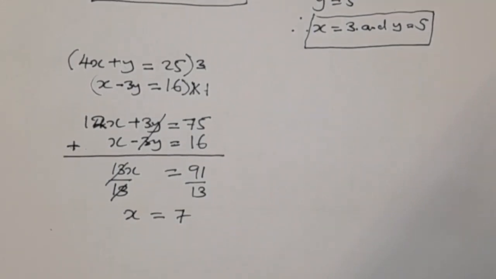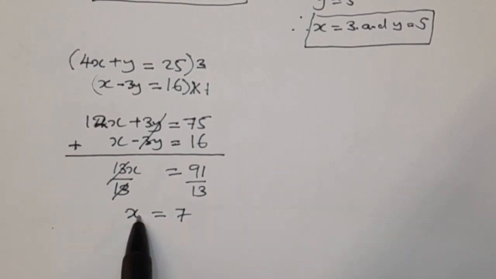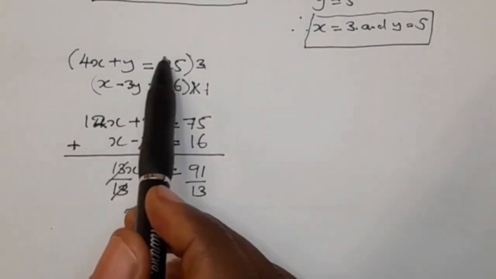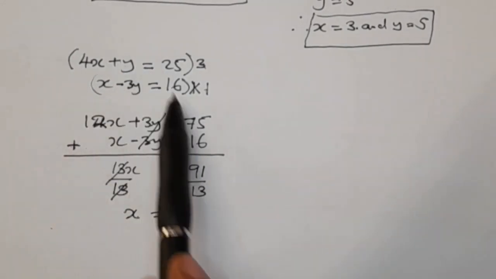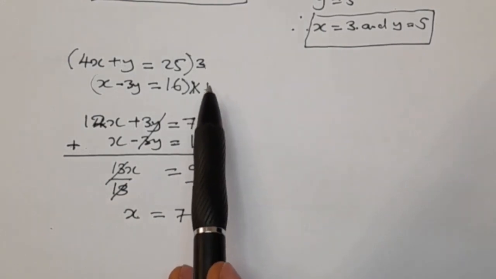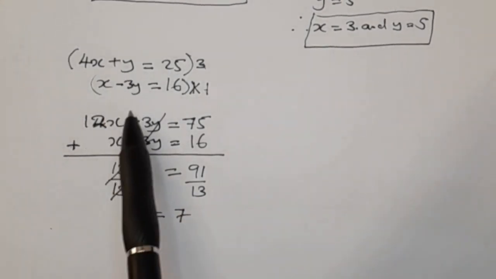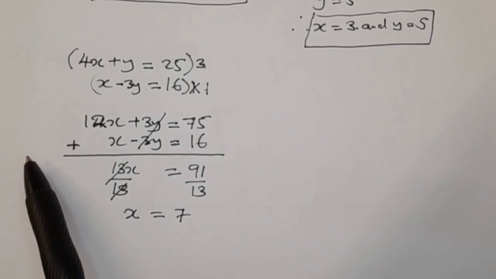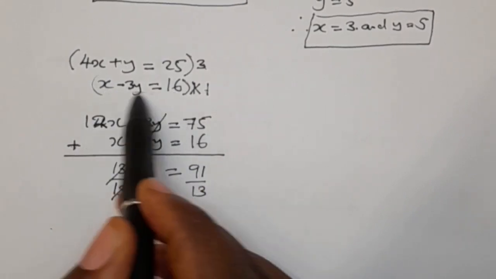Okay, so now that we have found the value of x, we are now going to replace this value of x in any of the original equations, not the ones that you've multiplied by, not the ones that you've modified, but the original equations, in order for you to solve for y. So let's pick the easiest one. The easy one is this one.